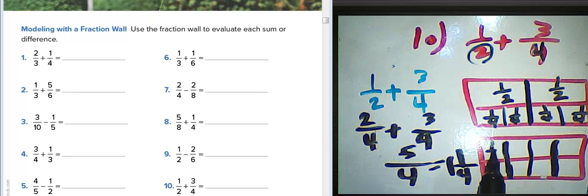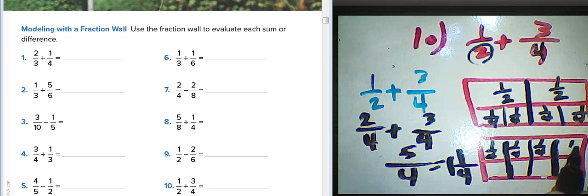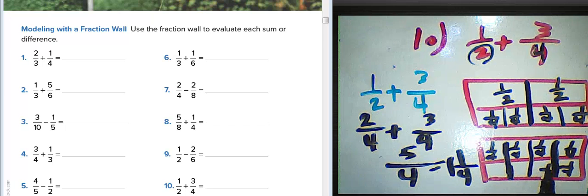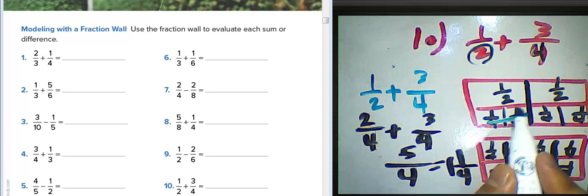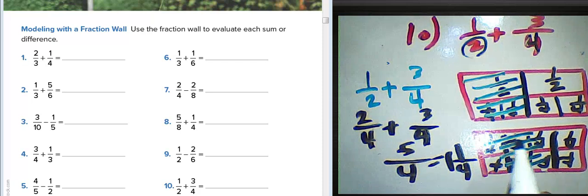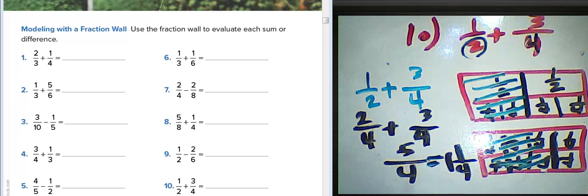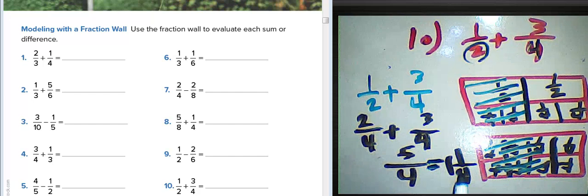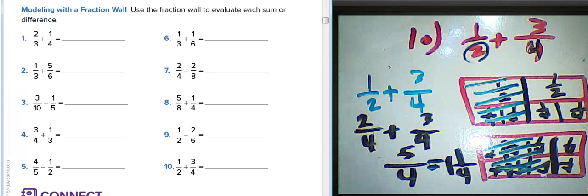So we must write in each one 1 over 4, 1 over 4, 1 over 4. And we must color in the next step. We must color half of this area and color 3 over 4, and then adding them, the result will be 5 over 4. It will be 1 and 1 over 4. Okay, understood, my students? Look at the next page here.